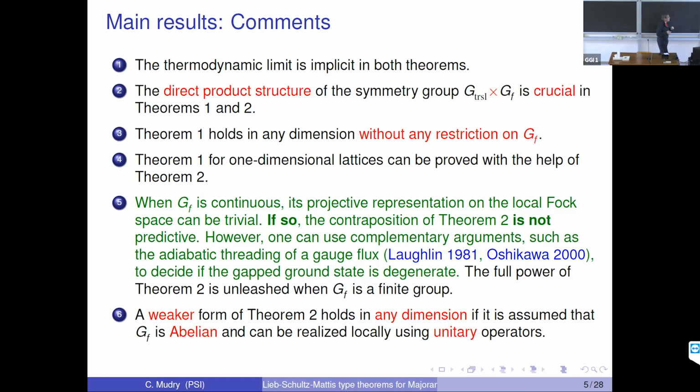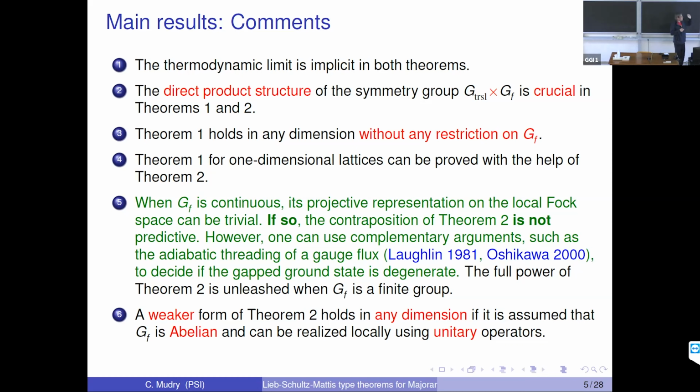Fifth comment is that GF so far is arbitrary, so it can be continuous. But it can be that for a continuous group, its projective representation on the local Fock space can be trivial. That's for Theorem 2. If so, essentially the contraposition of Theorem 2 is not predictive. So if you have a trivial representation, whether or not you have a unique non-degenerate ground state, you don't know. You don't have enough information.